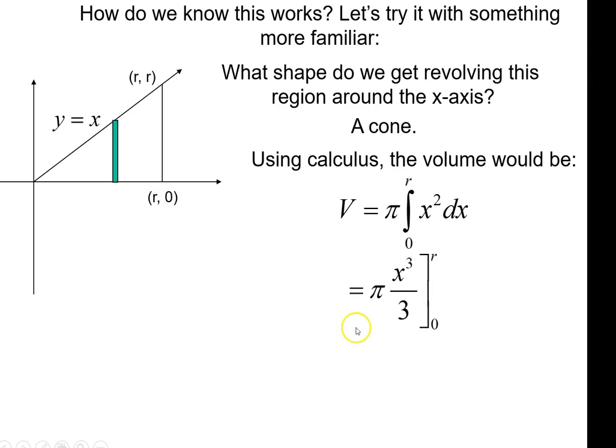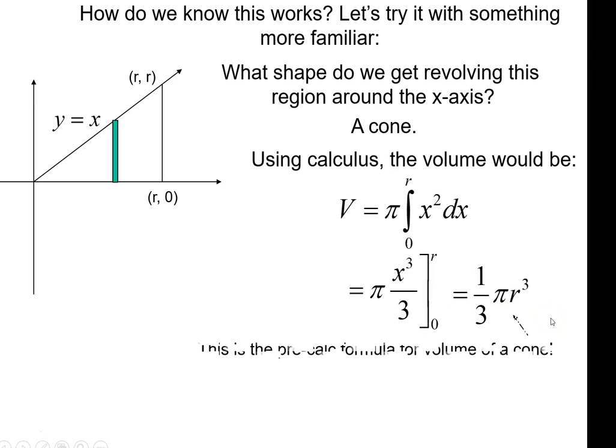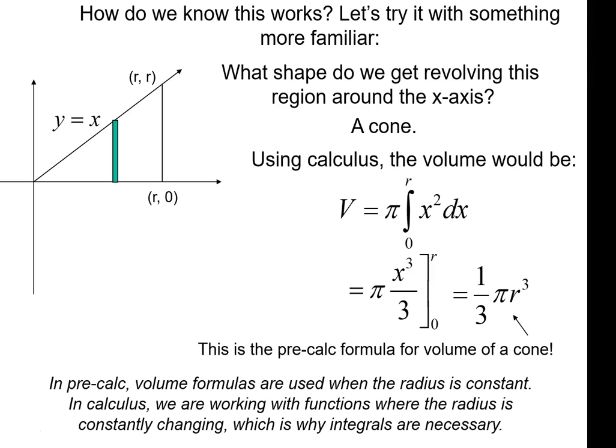So fundamental theorem, that's x cubed over 3 times the pi, of course, constant multiple, from 0 to r. And so if we plug in the r and then plug in 0, of course, we get 0. So we get 1/3 pi r cubed. You may or may not remember, but this is the formula for the volume of a cone. And it's okay if you don't remember it, not a big deal. But the volume of a cone from geometry was pi r cubed times 1/3.